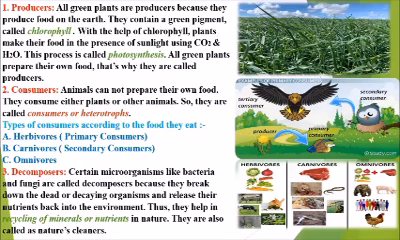Number one, herbivores. Number two, carnivores. Number three, omnivores. So the first one is herbivores, the animals which eat only green plants. That's why they are called primary consumers. For example, rabbit, deer, etc. Carnivores are those animals which eat other animals. That's why they are called secondary consumers because they depend on primary consumers for their food.